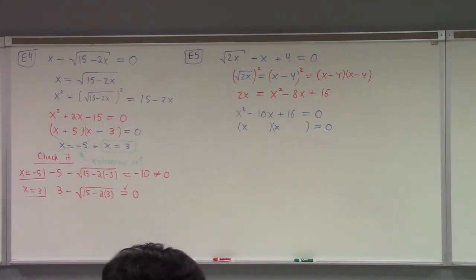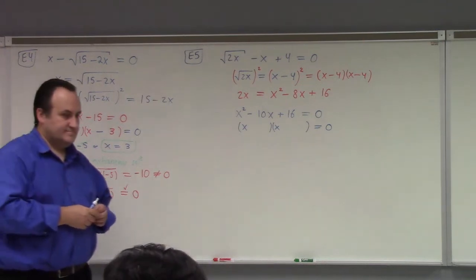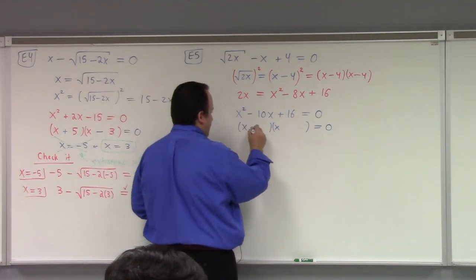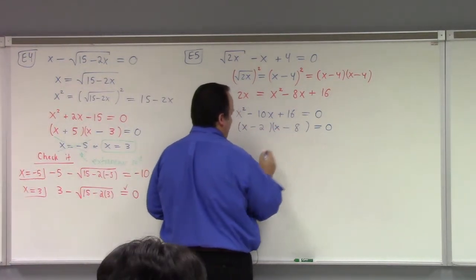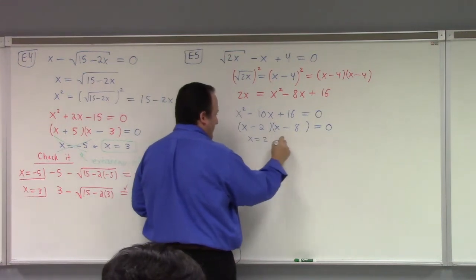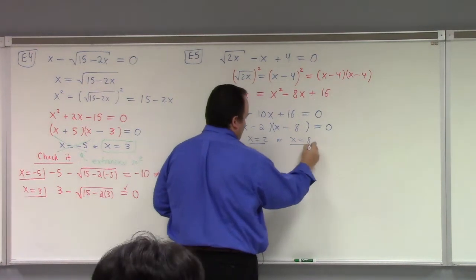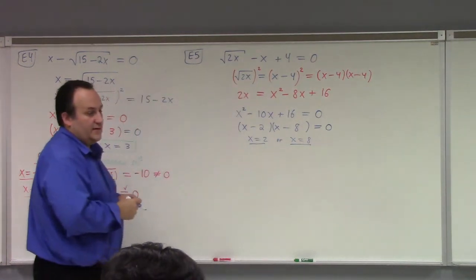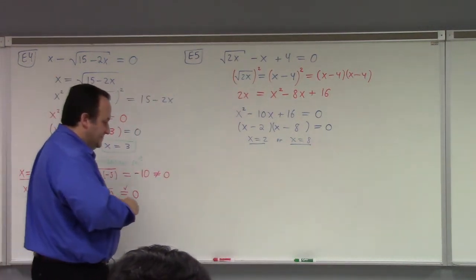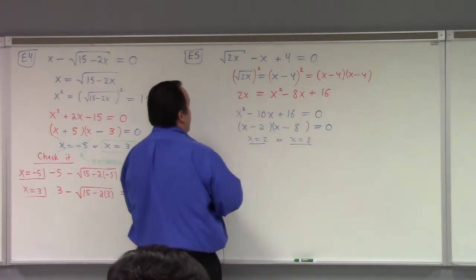What'd you guys get? x minus 2, x minus 8. I think we have a winner. So the answer is either 2 or 8. But then the question is, is it? Right, so now we have to check those answers. So we check x equals to 2.